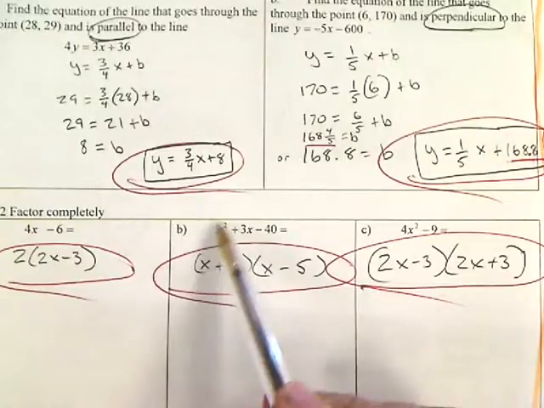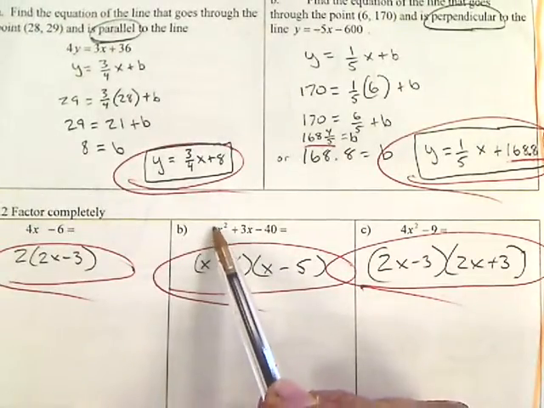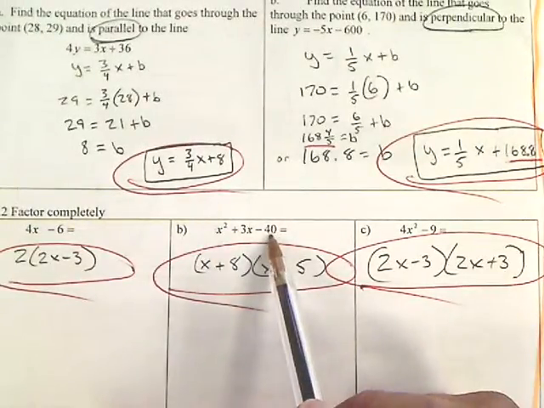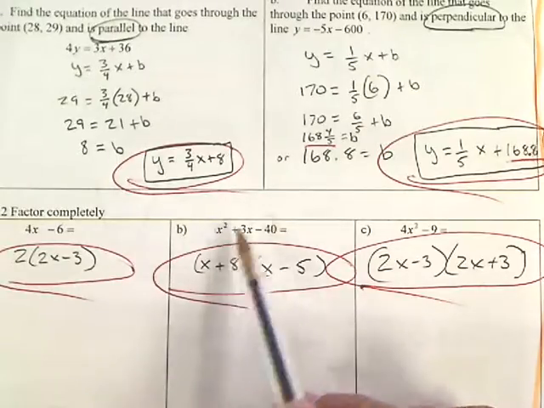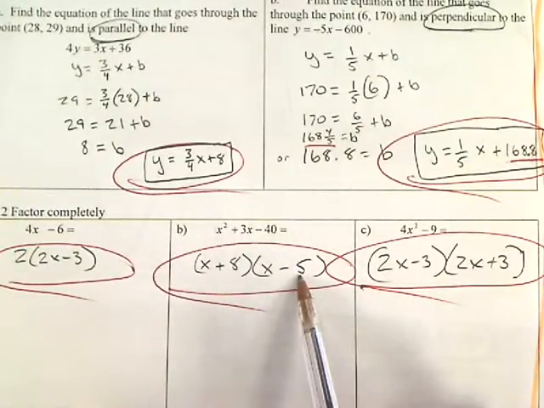This is the easiest factoring. If there's a 1 in front of the x squared, you can go, two numbers multiply together to be -40, add together to be 3. 8 and -5.